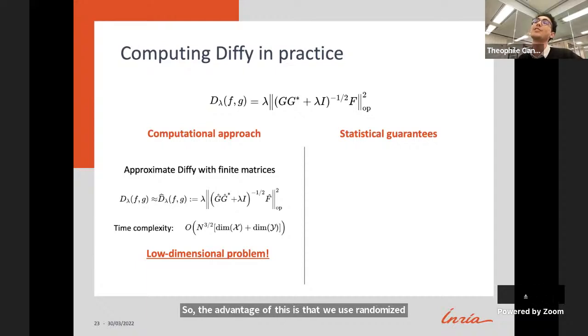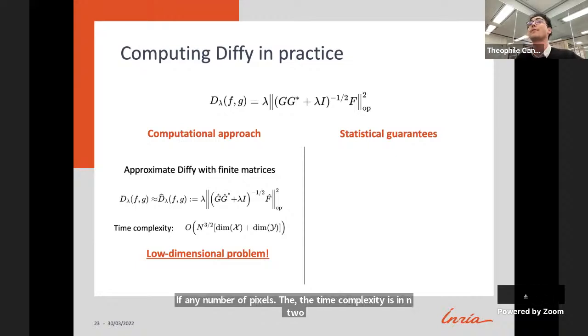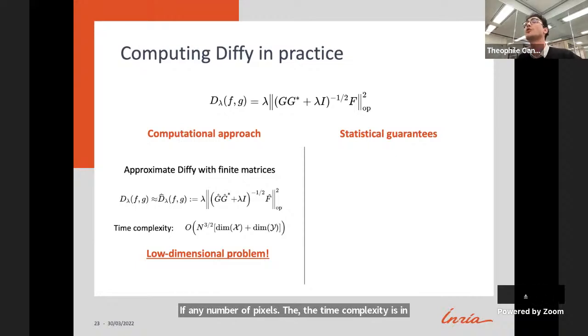So the advantage of this is that we use randomized approximation algorithms that give us a good time complexity, because as you can see, it depends on the dimension of X, the dimension of Y, which is 2 plus 3, right? So it's 5 when you have images, so it's a small constant. And if big N is the number of pixels, because of course we've discretized the problem, the time complexity is in N to 3/2. So it's less than N squared, even though we're comparing two images. Remember, we have two images with N pixels, and we're doing less than quadratic.